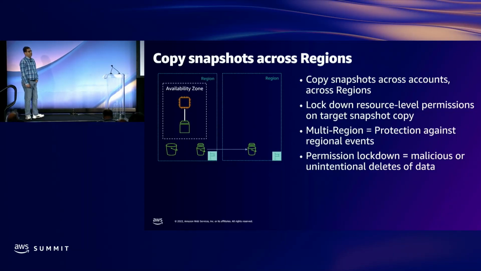One of the use cases of copy that we see customers do is copying snapshots across accounts and across regions. And then what they do is they will lock down the permissions in that target snapshot copy. The reason they copy across multiple regions is to protect against regional events. And then the permission lockdown is to prevent malicious or unintentional deletes of data. So this is a fairly common pattern that we are seeing emerge: customers copying their snapshots across regions and across accounts and then locking down the permissions to get better DR protection as well as protection against malicious or unintentional deletes.